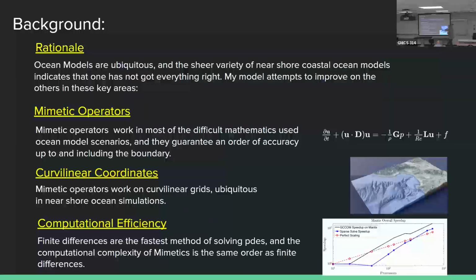And computational efficiency. I want things to go fast. I like when code runs really, really fast. And while they're not a finite difference method, they are implemented very much like a finite difference, which is one of the fastest ways of doing a calculus operation. Three selling points.